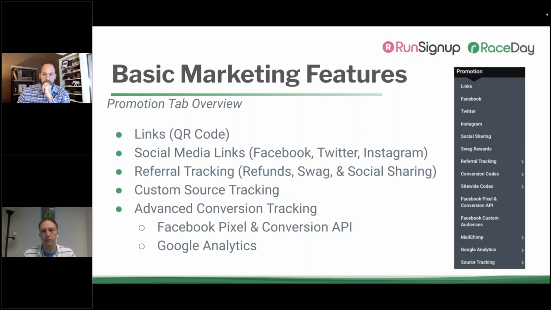So, some basic marketing features that are going to be under the promotion tab that you should definitely familiarize yourself with, at least at a basic level. The links tab is really great because it automatically has the QR codes in there. We've also recently added a text option where you can text to get the race link, text to donate, or text to see the results.